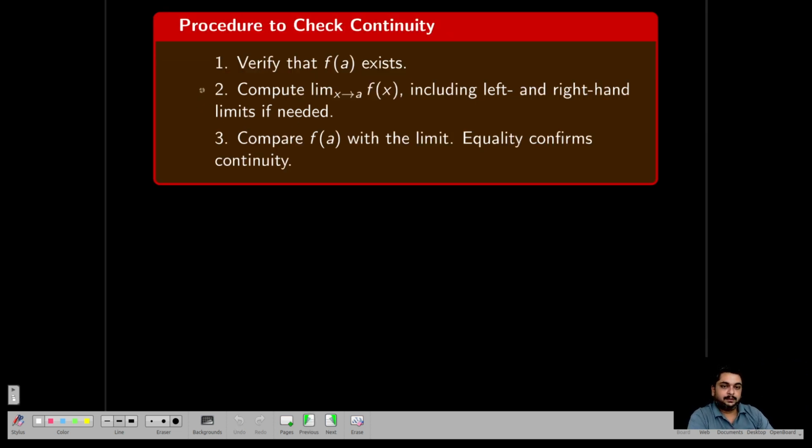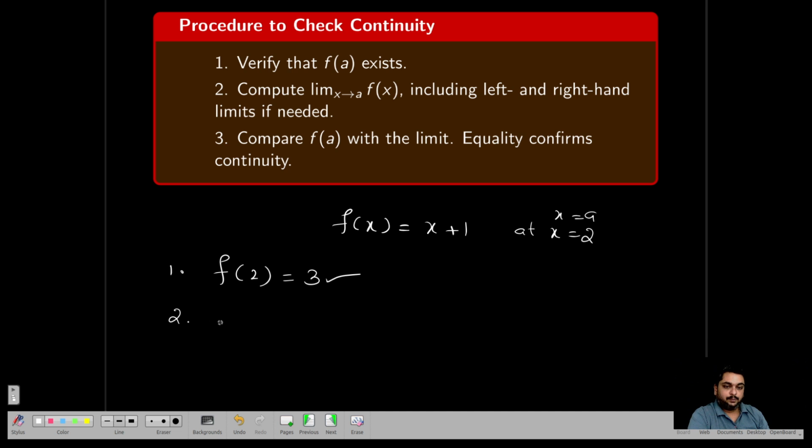So how to check? What is the procedure? First, we verify that f of A exists. Let us say we are given a function f of x equal to x plus 1, and we are checking whether it is continuous at x equal to 2. So first verify that f of A exists. Here A is 2, and at A I am checking whether the line is continuous or not. So f of 2 is equal to 3. So it is defined. That is the first condition.